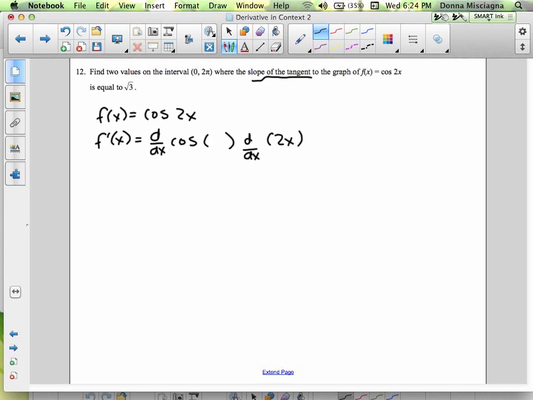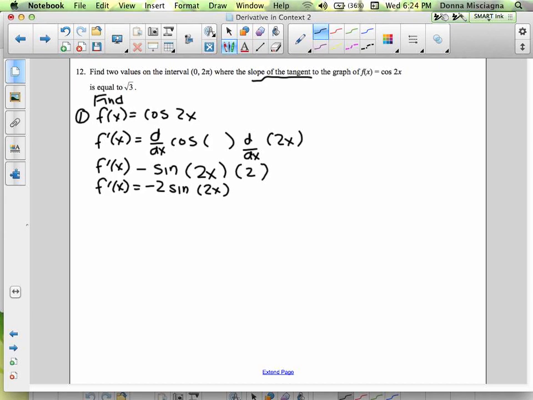All right, so f prime of x, the derivative of cosine blop, is going to be negative sine blop. And the derivative of 2x is just 2. Now we do have to fill in the blop. We can't just leave it like that. It was 2x. So now we're going to write this a little nicer. So f prime of x equals negative 2 sine. We should move that in front, it's just a coefficient on the whole thing. So negative 2 sine 2x. All right, so this was step 1: find the derivative.